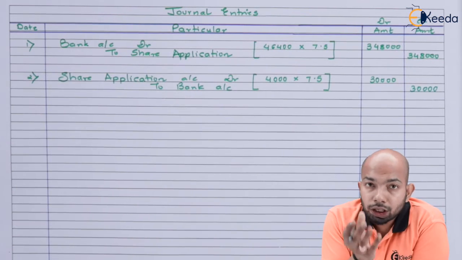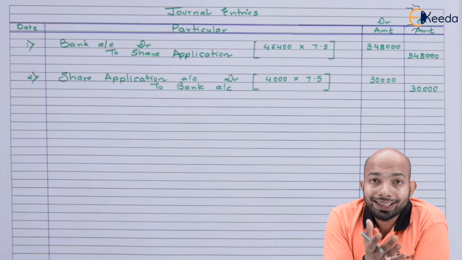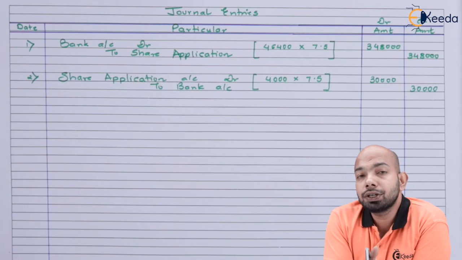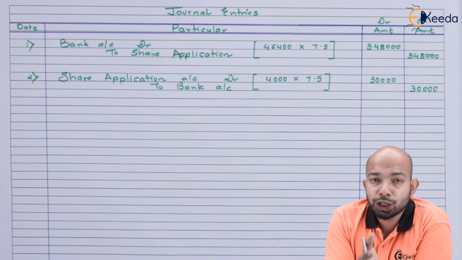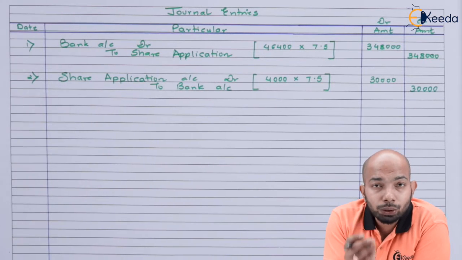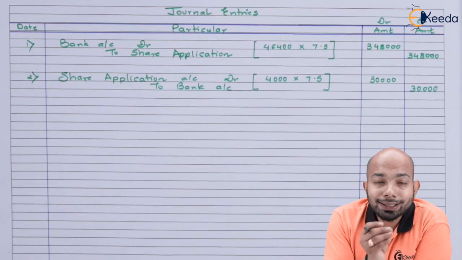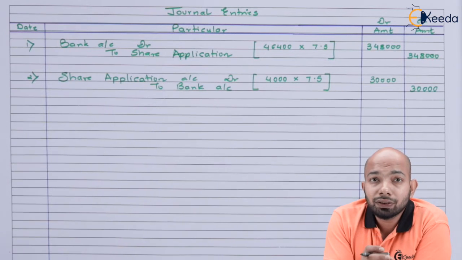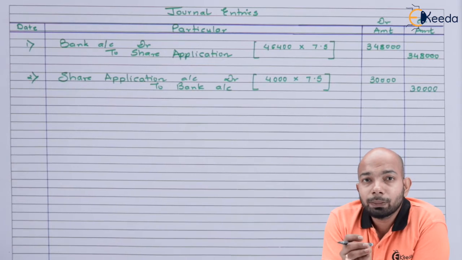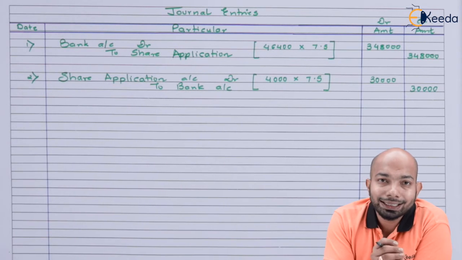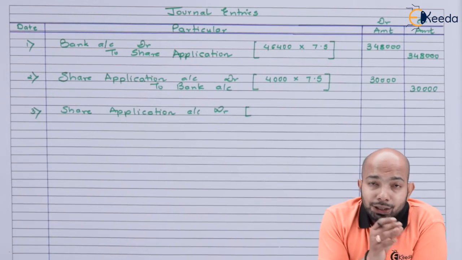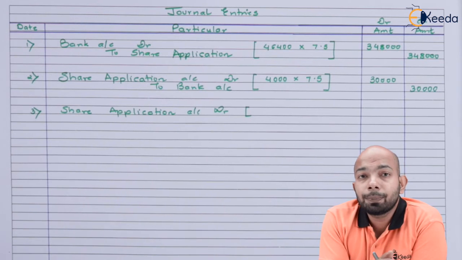Now, after this, whatever amount is supposed to be transferred regarding application will be transferred to the share capital account. This will only refer to the amount relevant to the allotted shares. That means the maximum share value that we can issue is only 40,000. So the amount that will be moved to capital will be only 40,000 multiplied by 7.5, nothing more, nothing less.